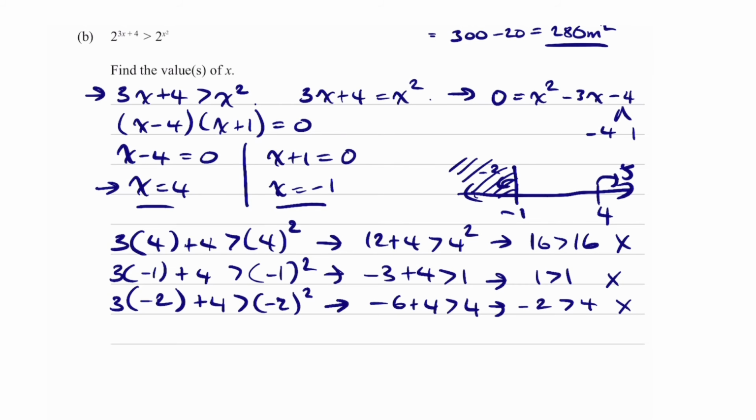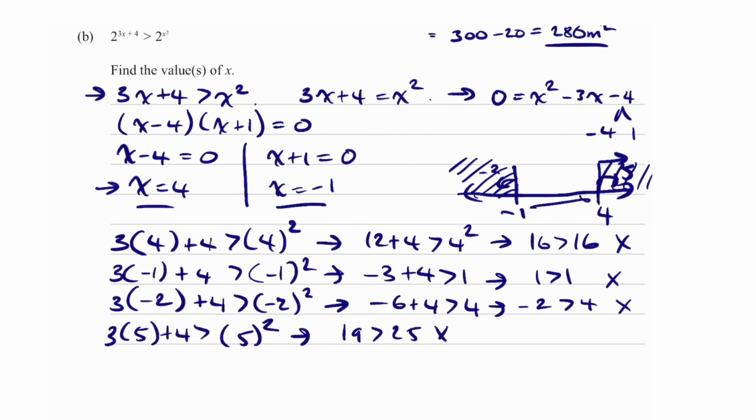Now, what about x is equal to negative 1? X is equal to 5, so we want to go 1 to the right of 4. So 3 multiplied by 5 plus 4 is greater than 5 squared. We end up getting 19 is greater than 25. Does this hold? Nope. So anything including 4 to the right does not hold for our inequality. So the region that we're interested in is this middle part here.